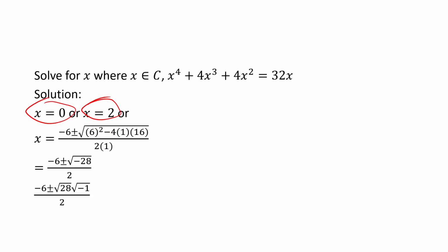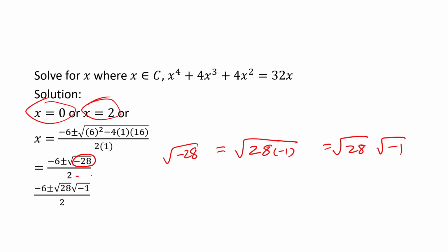So if that's the case, then we use the quadratic formula because we can't factor. X would be negative 6 plus or minus the square root of 6 squared minus 4 times 1 times 16, all over 2. After doing some arithmetic, we get a negative 28 under the square root sign. So instead of saying the square root of negative 28, we can say the square root of 28 times negative 1. Well, that is the same as the square root of 28 times the square root of negative 1, which is what we've written here. Now, the square root of 28 can simplify to 2 root 7.